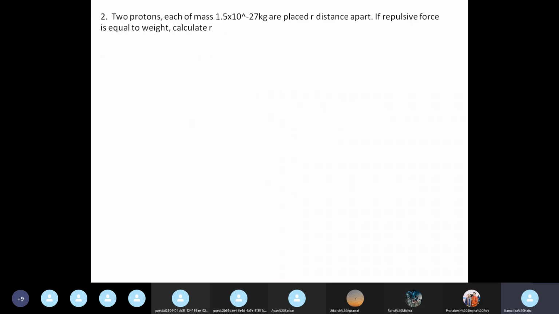Next problem is two protons, again two like charges, each of mass 1.5 into 10 to the power minus 27 kg, this is the mass of a proton, are placed r distance apart. If repulsive force is equal to weight, calculate r. Okay. So this is again a very simple problem, just a bit of numbers involved.